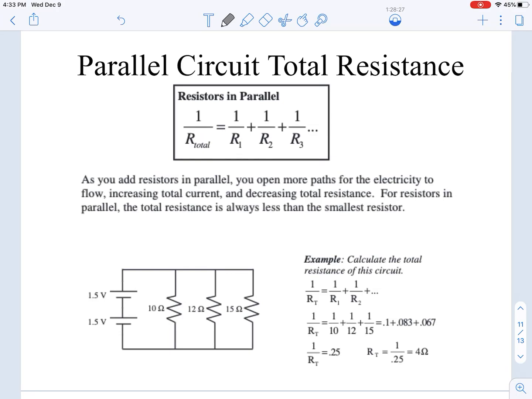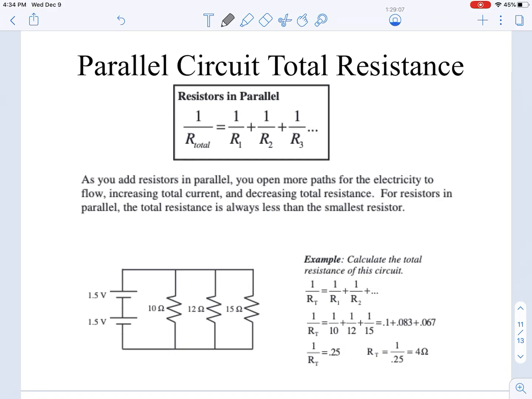In fact, the more branches that we introduce to the system, the less resistance those electrons are going to experience. So when we calculate our total resistance for a parallel circuit, we are going to need the inverse of each of those values. Notice that the formula says 1 over the total resistance is equal to 1 over R1 plus 1 over R2 and so forth. In the example problem, we are taking 1 over 10 plus 1 over 12 plus 1 over 15.